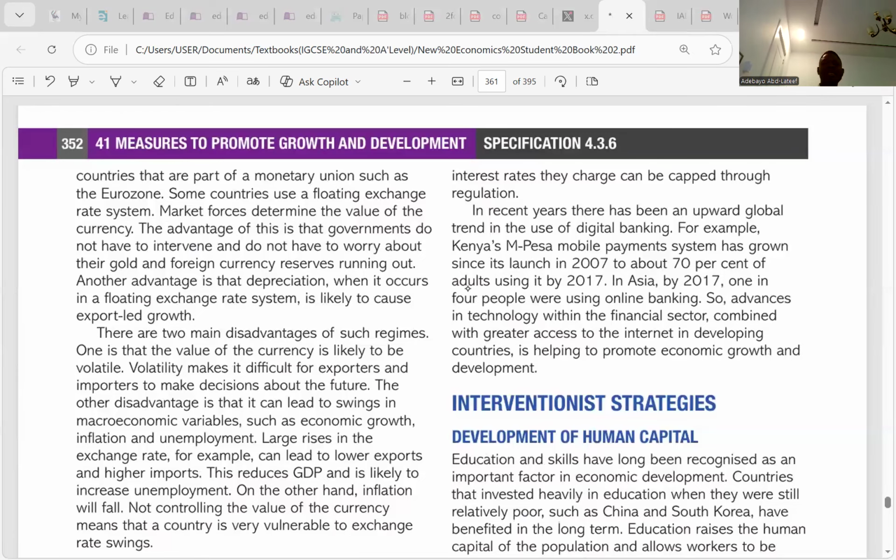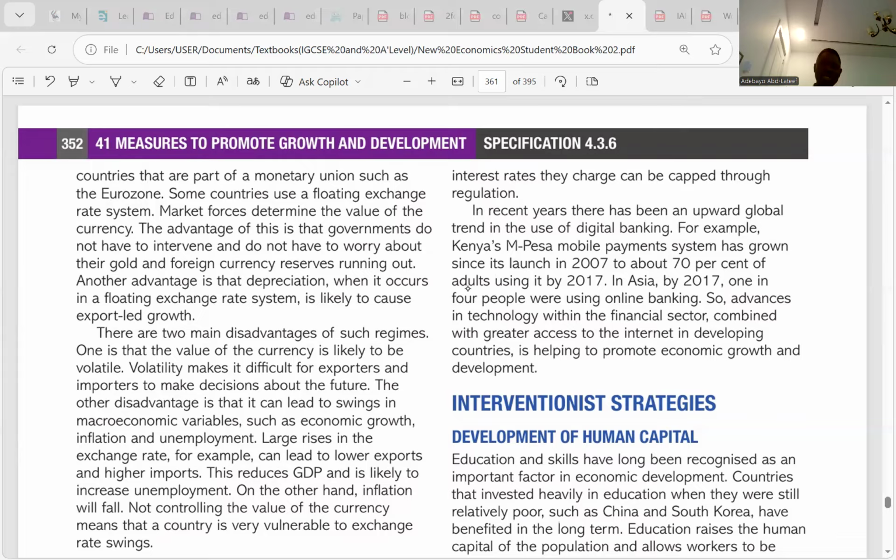In recent years, there has been an upward global trend in the use of digital banking. For example, Kenya's M-Pesa mobile payment system has grown since its launch in 2007 to about 70% of adults using it by 2017. In Asia, by 2017, one in four people were using online banking.